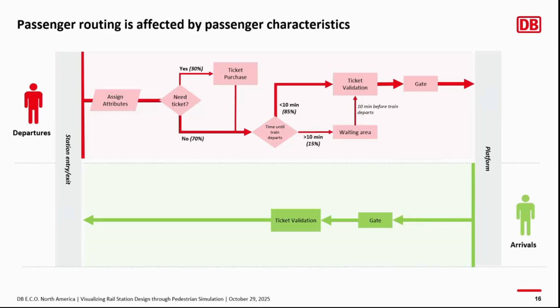And this is a flow chart also illustrating that flow. Basically, the takeaways here are that there are two main decision points that affect what routes the pedestrians take. One, do they need to buy a ticket or not? And two, how much time is left until their train departs.